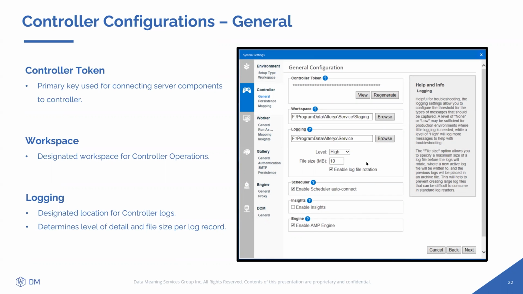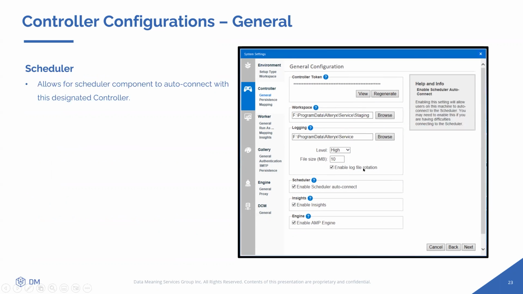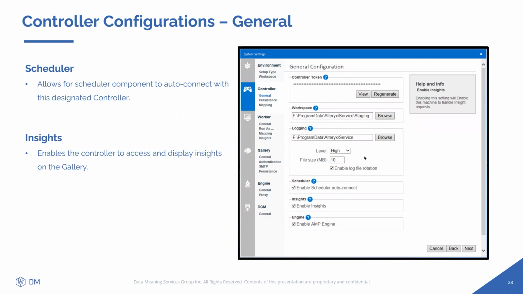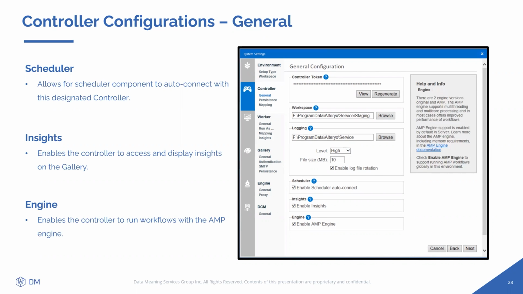Okay, so next, we're going to enable the controller to connect with the designated controller. So it is recommended to leave it as it is, leave it enabled. Again, we can enable this machine to handle requests for rendering insights in the server, as you have seen in previous sessions. So enable insights and also enable the AMP engine.